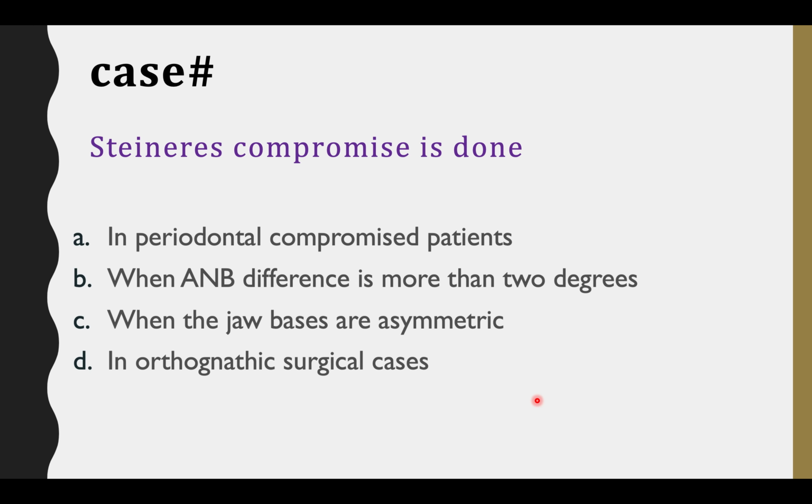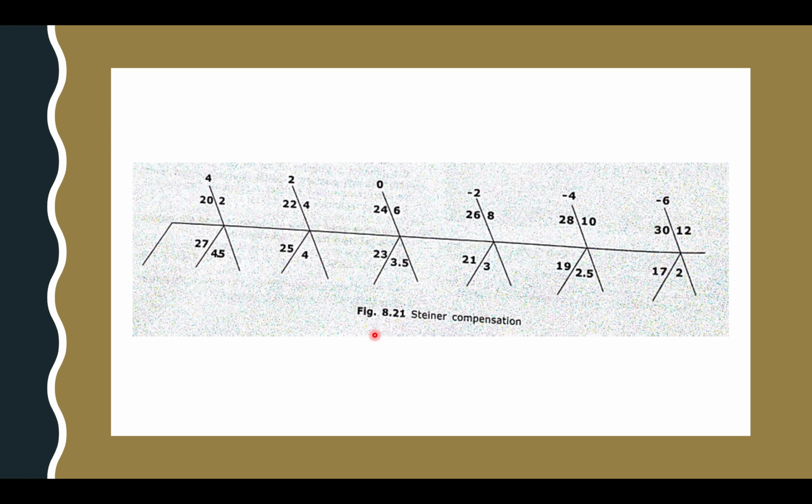So how can that camouflage be done? At what position of your upper and lower incisors can the prognathic or retrognathic mandible be camouflaged? That is discussed by Steiner, and that is known as Steiner's compromise. It is done when the A and B difference is more than 2 degrees. Okay, the answer is when the A and B difference is more than 2 degrees, Steiner's compromise is done. So this is a picture representing Steiner's compromise.